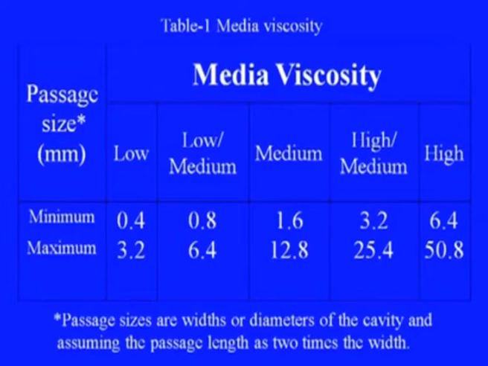Table 1 gives some general guidelines to select viscosity of media for various passage sizes with 2:1 length to width ratio. According to the passage size, the guidelines show how the viscosity should be selected, whether it should be low, medium, or high, and so on. The number of cycles, the travel of media from one cylinder to the other cylinder and then back to the first cylinder, is termed a cycle.